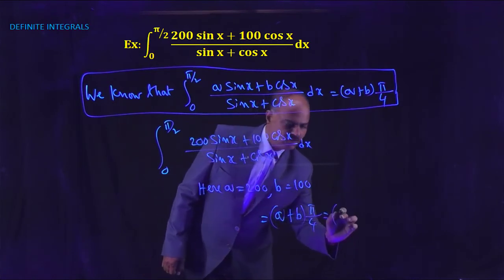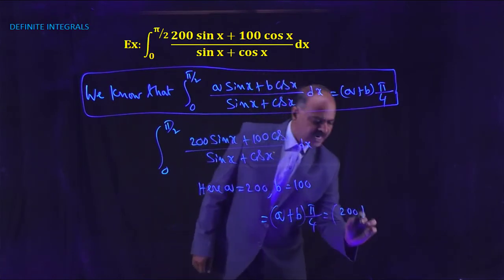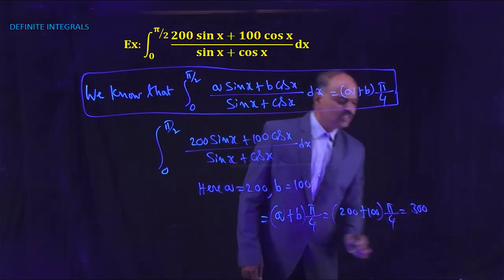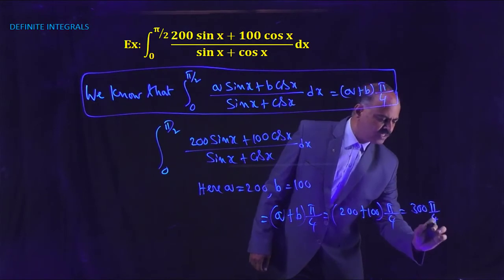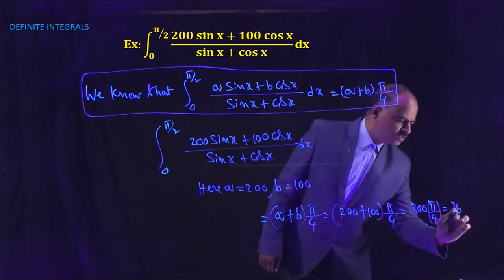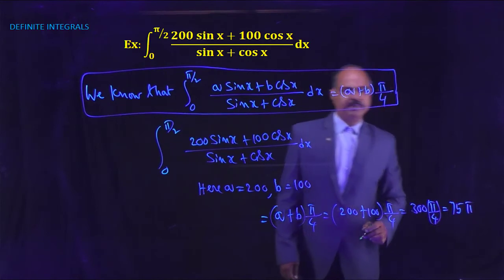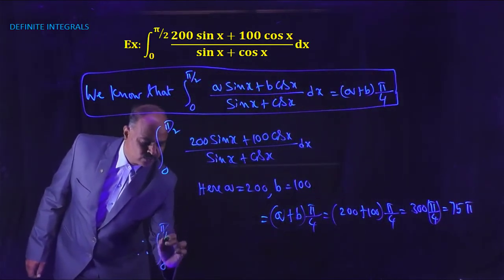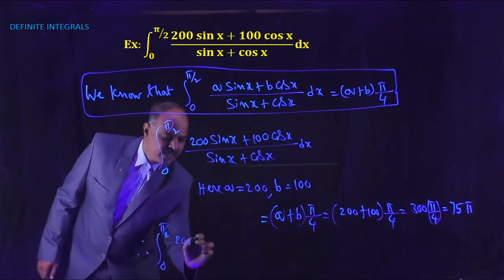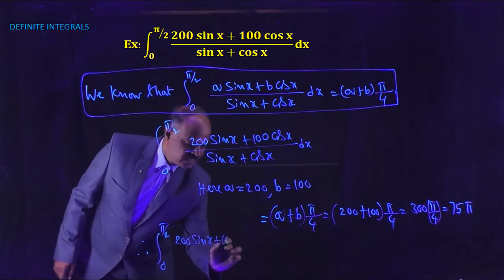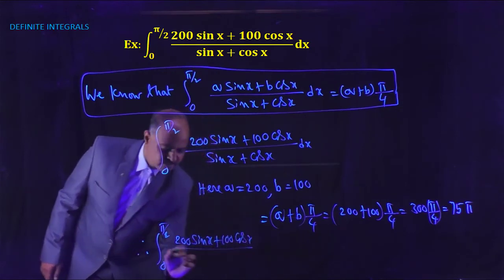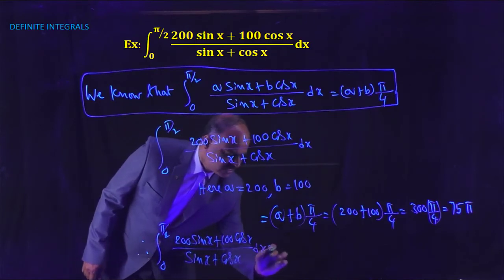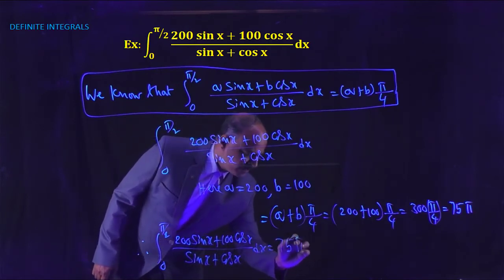So here that is equal to (200 plus 100) into pi by 4. That is equal to 300 into pi by 4, which is equal to 75 pi. Therefore, the integral from 0 to pi by 2 of (200 sin x plus 100 cos x) by (sin x plus cos x) dx is equal to 75 pi.